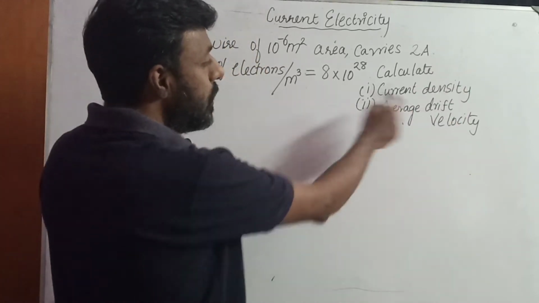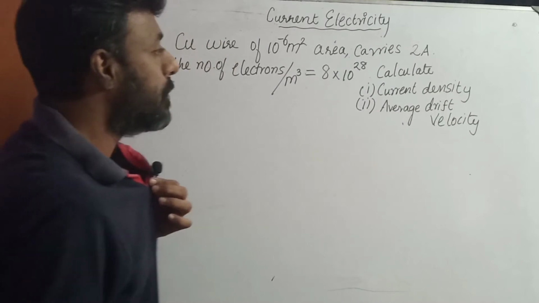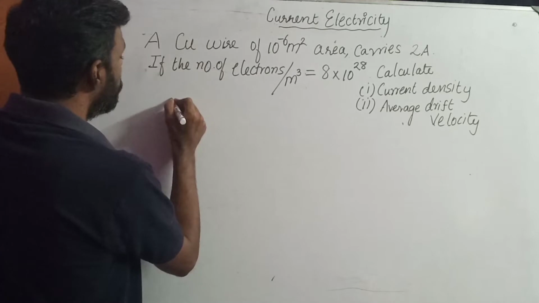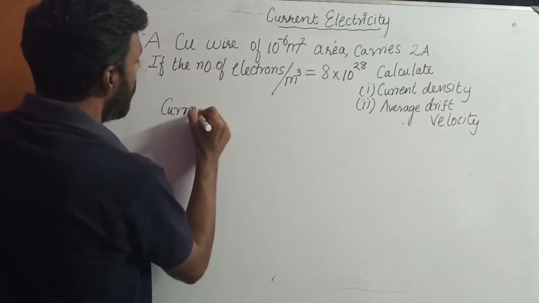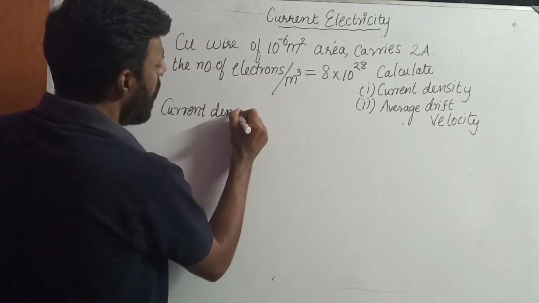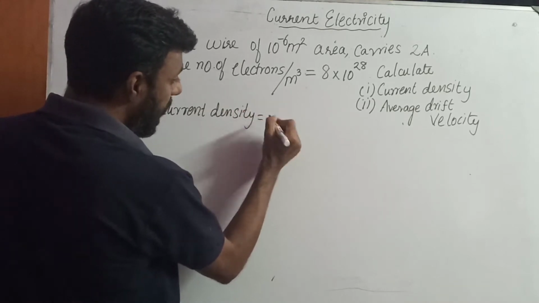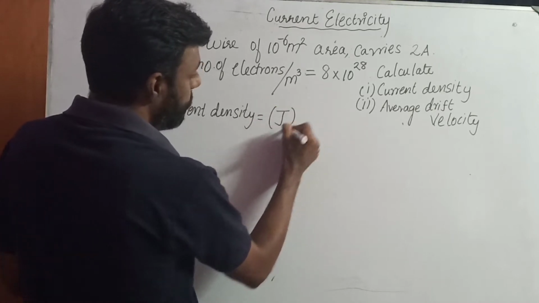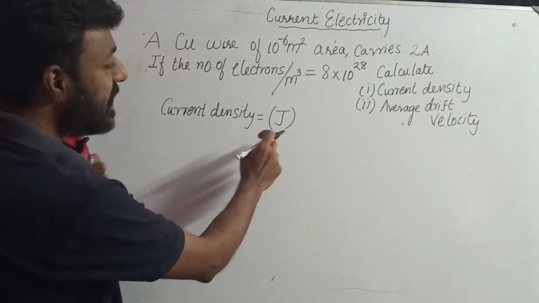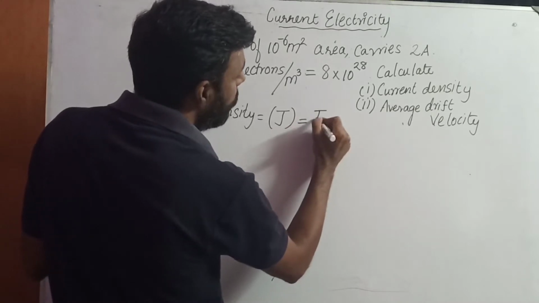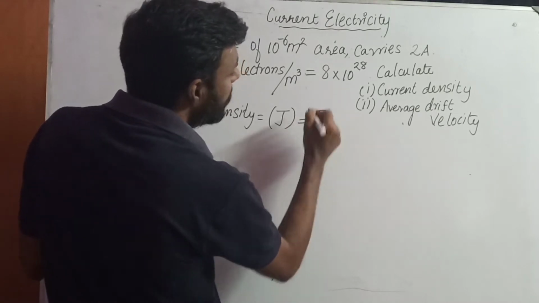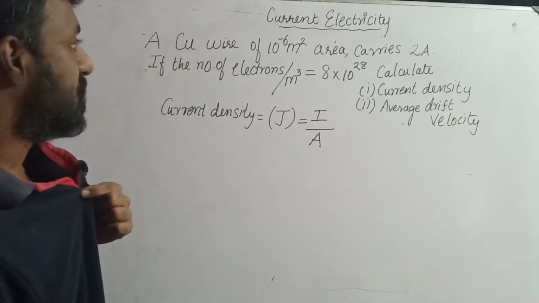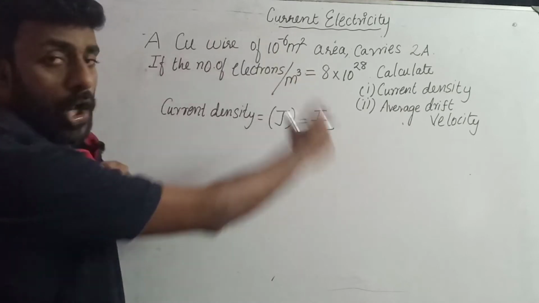Let's get started by finding the first parameter, that is current density. Current density is denoted by the capital letter J. This current density J is equal to I divided by A. What is I? I is the current and A is the area of cross section of the copper wire.